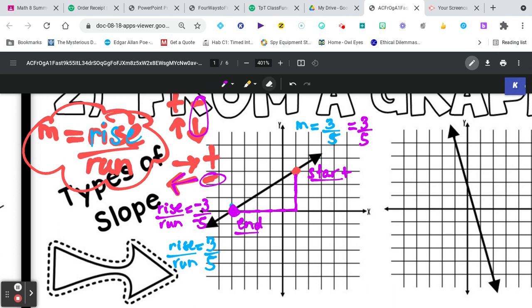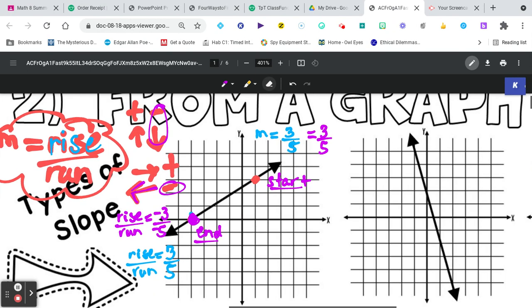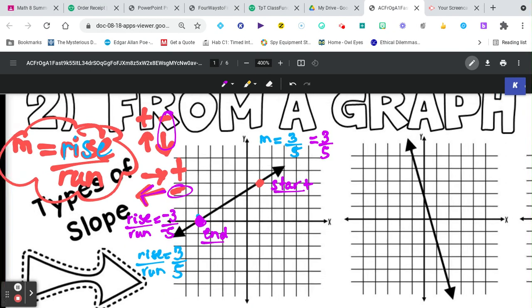Please do not calculate this part first. Don't go sideways first. Always go up or down first, then left or right. All right, I hope we understand that. Always rise before you run. If I asked you to run right now, you would have to stand up, or you would have to rise first.